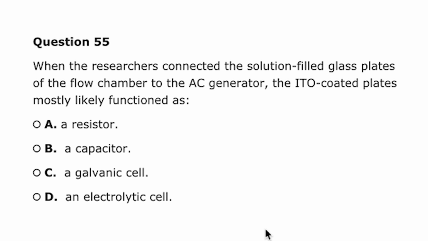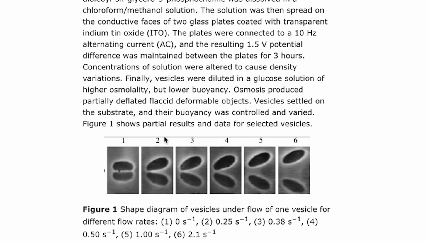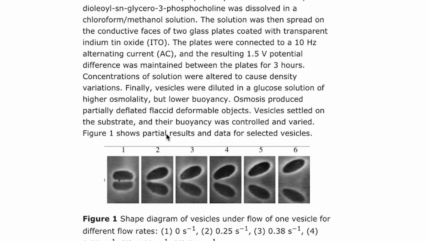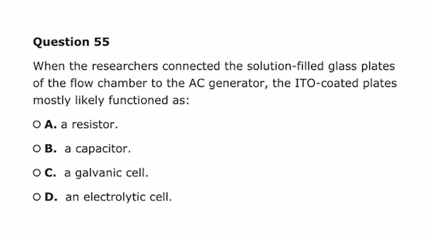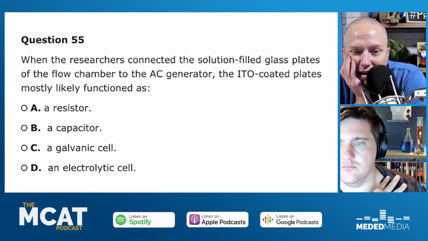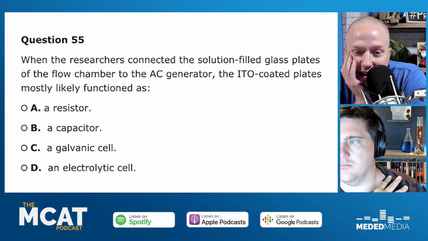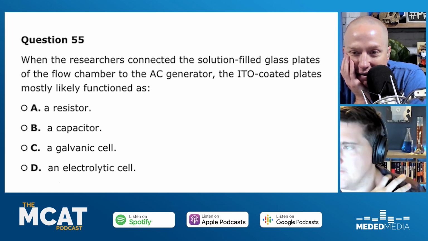Solution-filled glass plates of the flow chamber to the AC generator. ITO coated plates functioned as... And so just for my own thing, that indium tin oxide, resulting 1.5 volt potential difference between the two plates. A resistor and capacitor just don't make sense for this question. I don't know. So I'm gonna go 50-50 with C or D and choose D, but I don't know why.